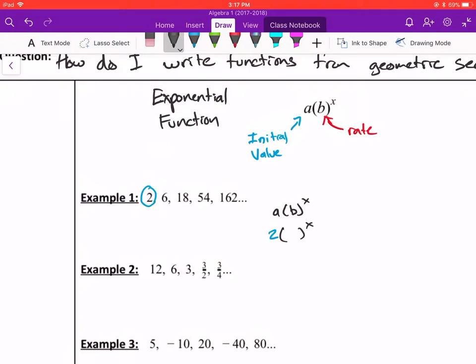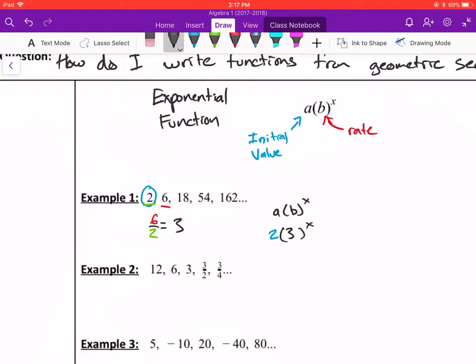To find b, you always take the second number, 6, divided by the number before that. In this case, it will be the 2. 6 divided by 2 will be equal to 3. B would be 3, to the x.